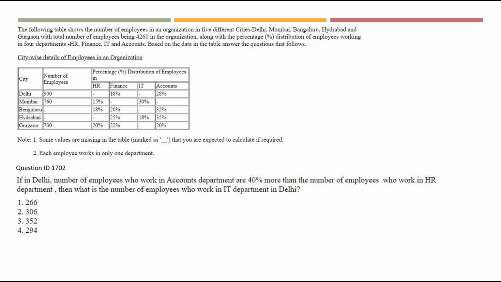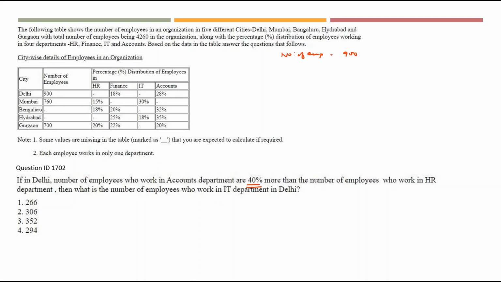Next question. If in Delhi, the number of employees who work in the accounts department is 40% more than the employees who work in the HR department, then what is the number of employees who work in the IT department? There are two hyphens mentioned here. It means they have given only the percentage distribution of the finance department and the accounts department. So with the given details, we have to find the number of employees working in the IT department in Delhi city. So let's take the number of employees in Delhi.